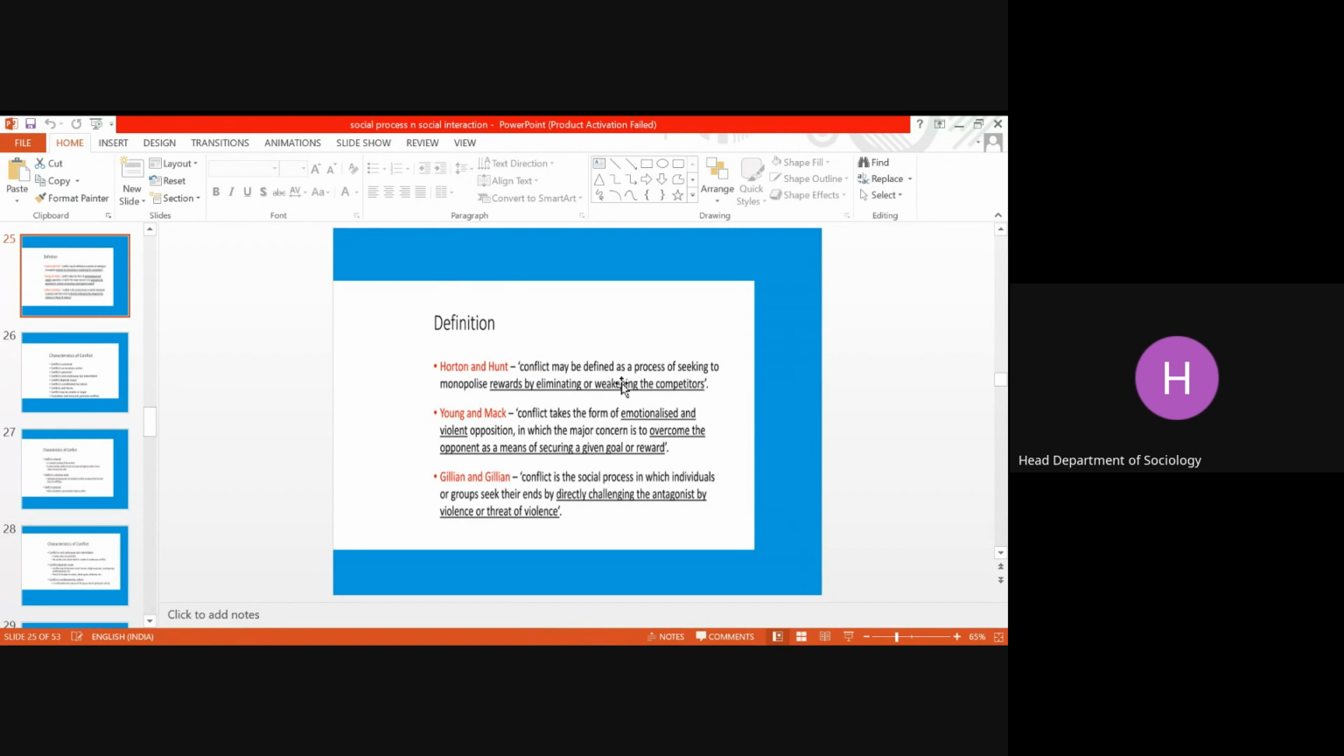Definition: conflict may be defined as a process of seeking to monopolize rewards by eliminating or weakening the competitors. Whenever there is a competition, there will be a conflict. Yesterday, we have seen an example of a movie where competition can also lead to a disruptive competition. That is, a conflict can arise when they want to monopolize the sectors in the business sector or whatever it is. Young and Mack: conflict takes the form of emotionalized and violent opposition in which the major concern is to overcome the opponent as a means of securing a given goal or reward.